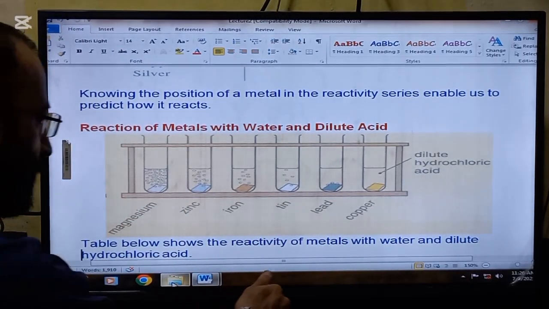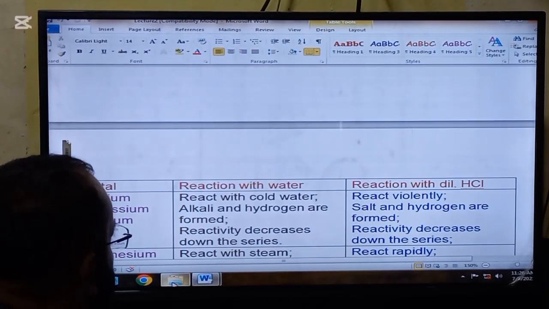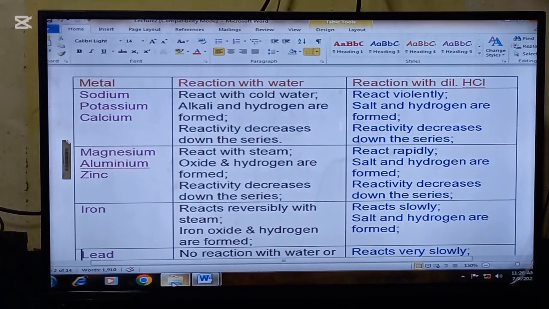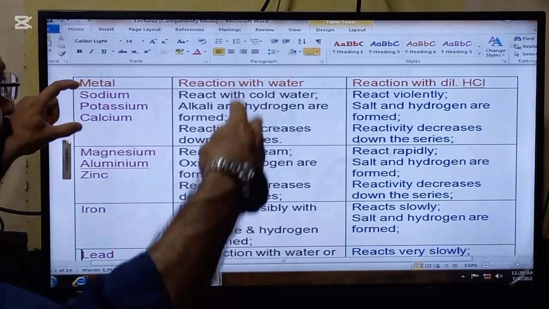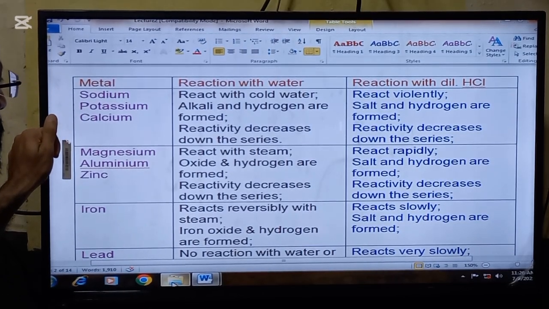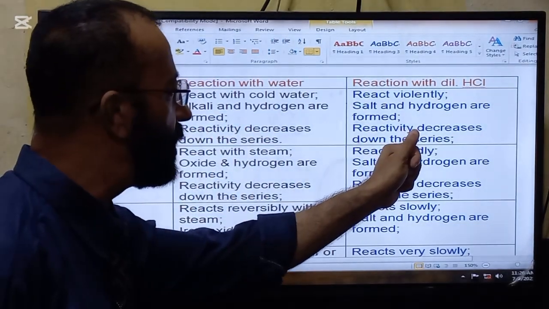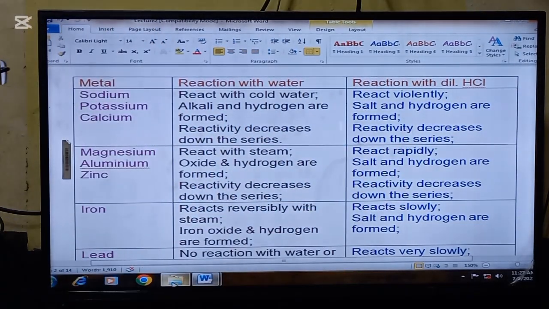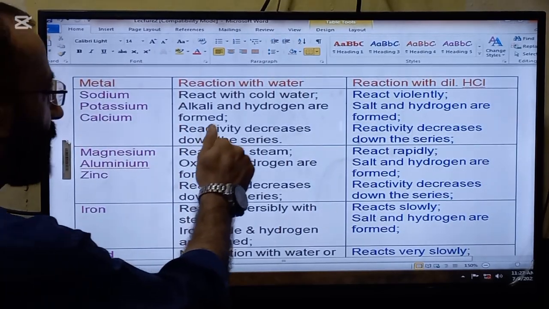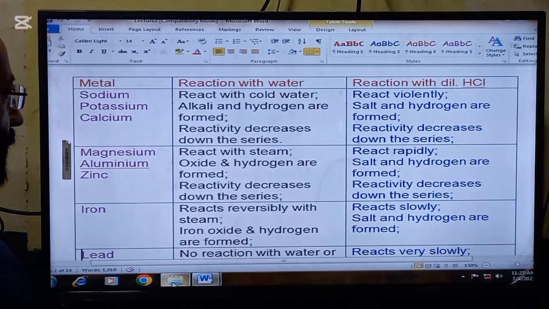The table below shows the reactivity of the metals with water and dilute hydrochloric acid. So here are the metals. These are the three topmost metals: sodium, potassium and calcium. First we are going to read their reaction with water and then dilute HCl. Because they are very reactive metals, they even react with cold water. Alkali and hydrogen are formed.